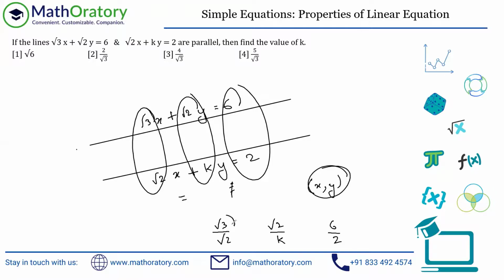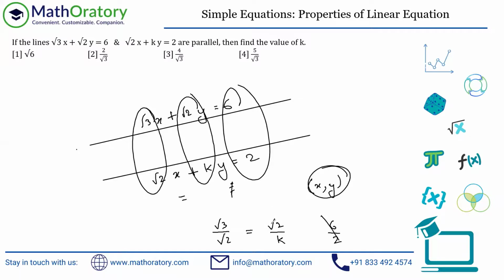Now, this value and this value, you can directly see that they are not equal, right? Root 3 by root 2 is not equal to 6 by 2. 6 by 2 is 3. This is an irrational number. So effectively, these two cannot be equal any which way. So don't concern yourself with this.